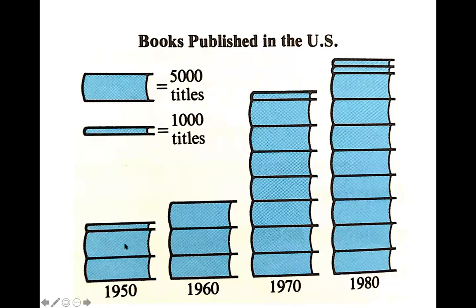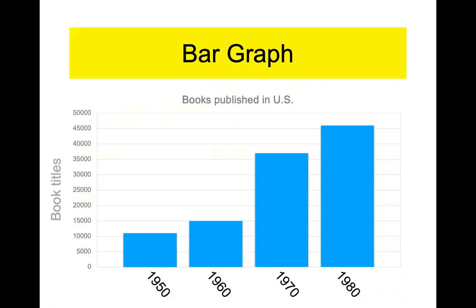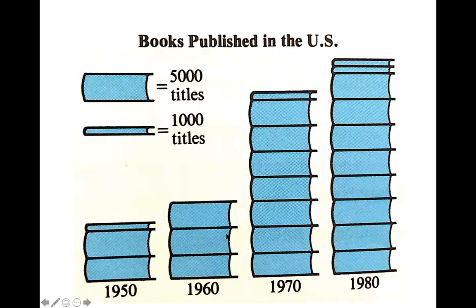So if we look at 1950, we have 2 big books and 1 little book. Let's see, if a big book is 5,000 and there's 2 of them, 5,000 plus 5,000 is 10,000, plus another 1,000 will be 11,000. And if I go back to the previous bar graph, notice it represents exactly the same, looks like 11,000. In the 1960s, well, there looks like there's 15,000 books published. And on our pictograph, if one big book represents 5,000 titles, then 3 of them would be 15,000. So that is how a pictograph works.